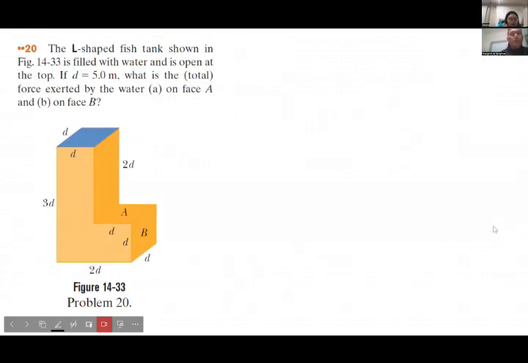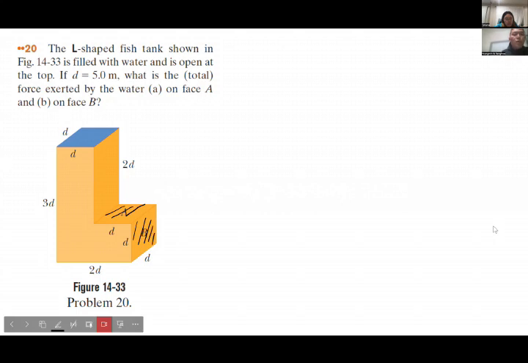The L-shaped fish tank shown in figure 14-33 is filled with water and is open at the top. If D is 5.0 meters, what is the total force exerted by the water, A on face A and B on face B? So now this is an L-shaped container with a rectangular shape, and one side of the container is open. When you fill this tank up to the top, each face will experience a different amount of pressure. So the faces of our interest are A and B.